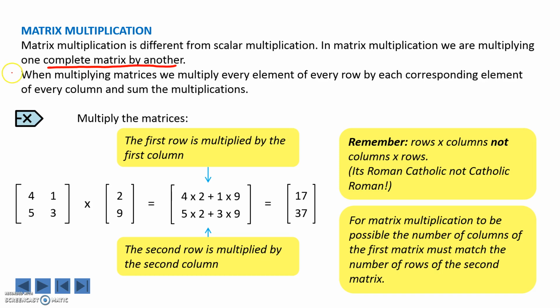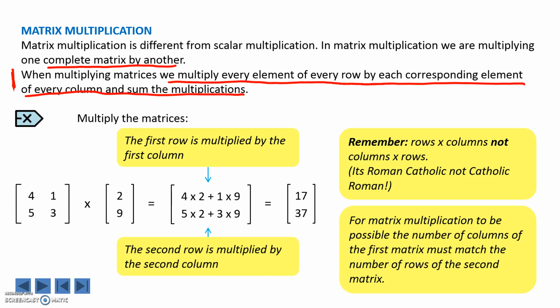It's really important to remember that when we multiply matrices, we multiply every element of every row by each corresponding element of every column and sum the multiplications. That sounds like a lot to do. I think it would be easier if I show you how you do this by an example.